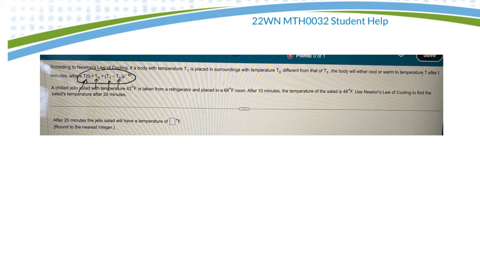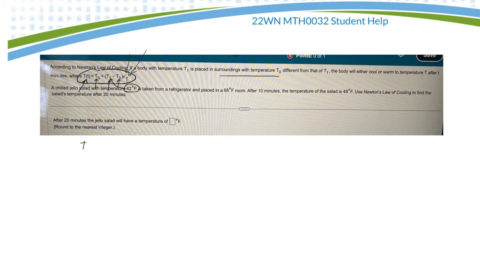Let me just see if that's right. T0 is the surroundings temperature, yeah. And then k would be the cooling constant, and t would be the time. It's minus, and so that means the temperature's dropping. Okay, so they say a chilled jello salad with a temperature of 42, so that is what goes into T1.